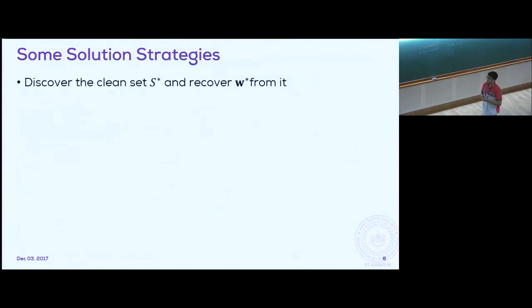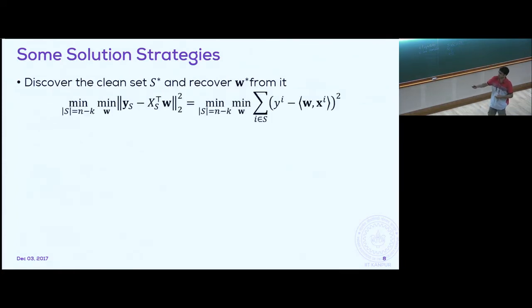So let's look at some solution strategies. Obviously, what I want to do is recover W star, but it doesn't harm me if I discover the clean set along with it. So I can cast that as an optimization problem. I want to find the set of points on which there exists a model which gives me the least possible reconstruction error. This is the standard residual-based least squares objective that we are all used to. We can write this in this form as well. So I want to find the best model and the best subset. Best subset, well, I'm hoping that the best subset will be the clean set.